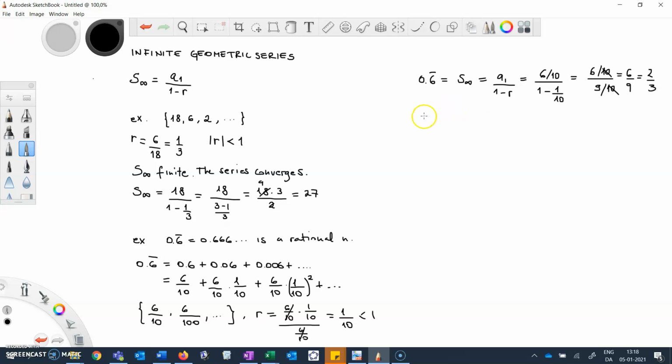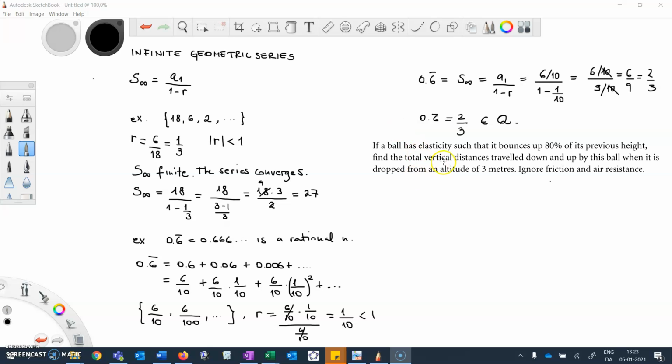I just proved in this way that 0.6 bar, so 0.6 periodic as it's called, can be expressed as 2 divided by 3, which is a rational number, because it can be expressed as a ratio of two integer numbers. The third example I want to present you is an exercise that I found in a book. So I just plug it in here and I'll give you some minutes for reading it.